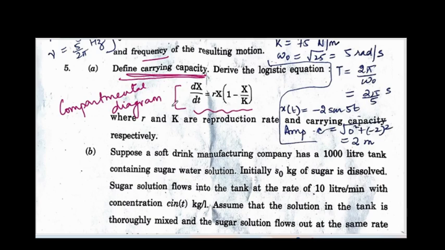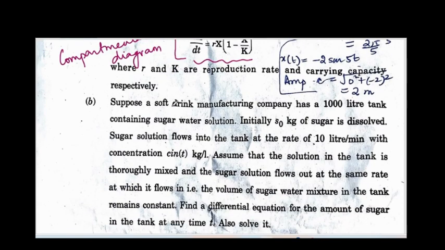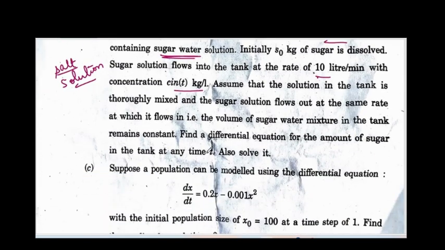And the second part was a case study which is there in the book for a salt solution in a tank. The same case study was given, it's just that instead of salt they took sugar water solution with same numbers, everything else was the same. So you were expected to derive that equation here, that differential equation that models the amount of sugar in the tank at any time t, and you were expected to solve it also.